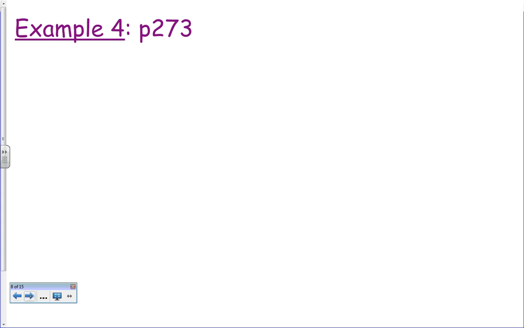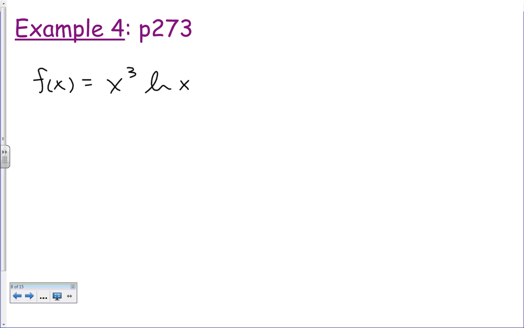This one says if f of x is equal to, this time it's a product, x cubed times the ln of x. I'm going to try to not say the natural log here as we go through this, because we haven't quite proven that this is the same as that natural log function. We will. And it says find an equation for f prime.